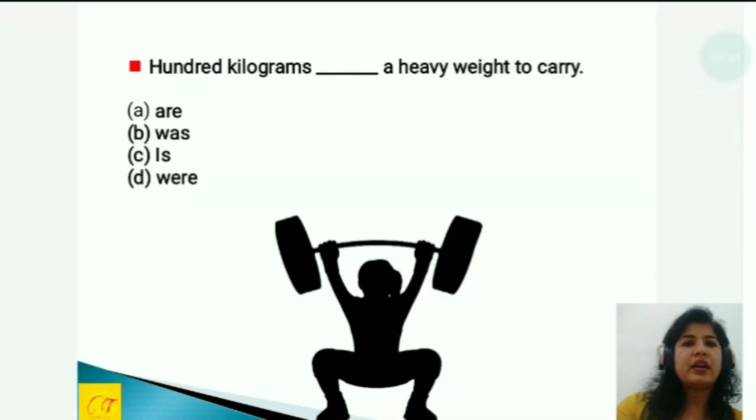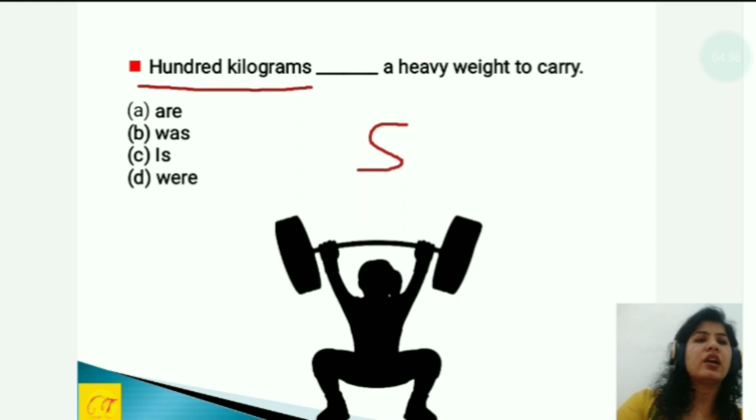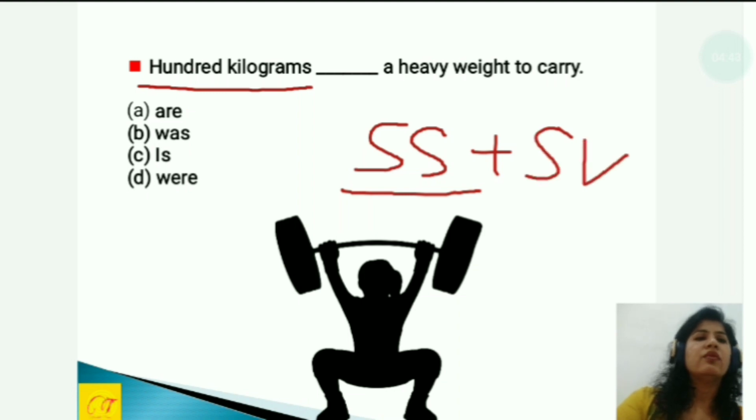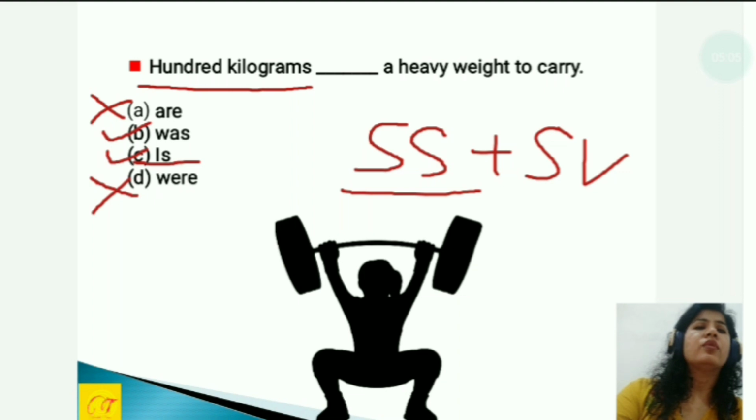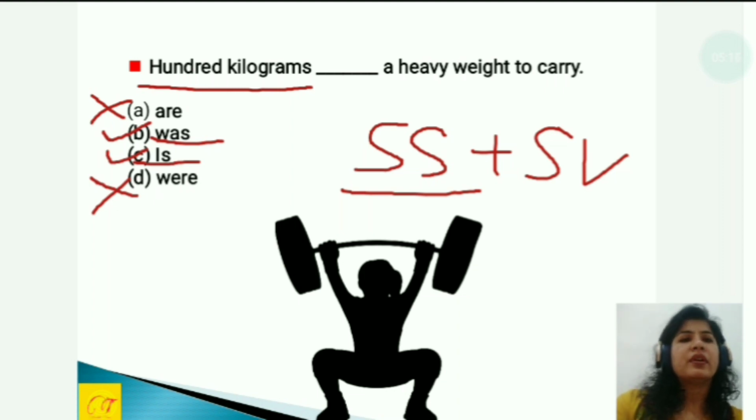Let's do this MCQ. 100 kilograms blank heavy weight to carry. Here 100 kilograms is considered as a single unit and we will call it a singular subject, and we need to apply singular verb also. So let's look at the singular verb in the options. Are is the plural one, so it's wrong. Was is the singular. Is also singular. Were is also plural. So most appropriate looks that is would be applied, but was is also not wrong. You can apply was also. 100 kilograms was a heavy weight to carry, or 100 kilograms is a heavy weight to carry. Alright.